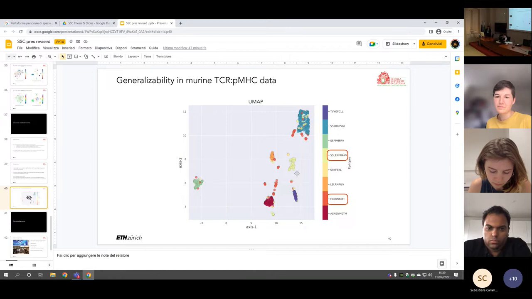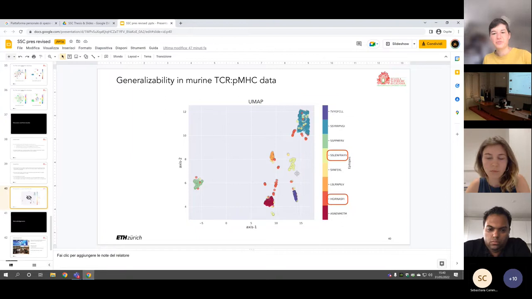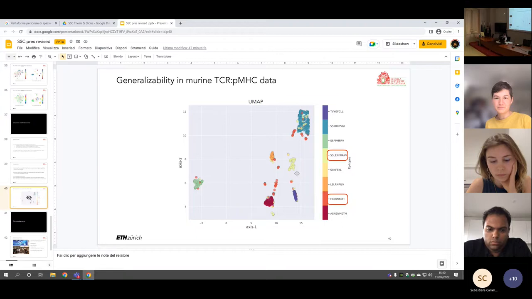Mm-hmm. And is the reconstruction still good after you fine-tune? So did you train a decoder to reconstruct the TCR sequences from the fine-tuned space as well? So does that still work? No, that's an interesting question. We think your question was how the reshaped embeddings are able to reconstruct the initial inputs, right? Yeah.